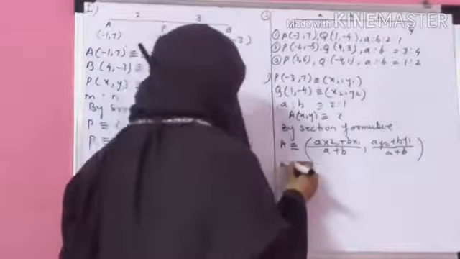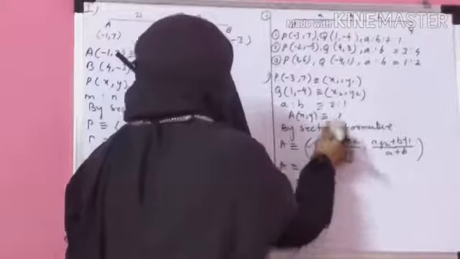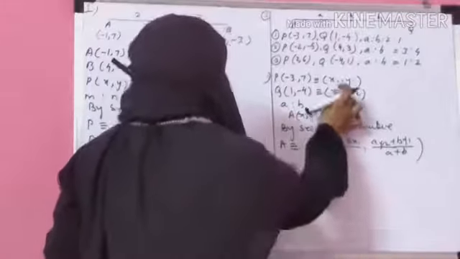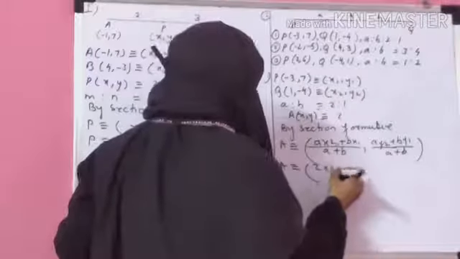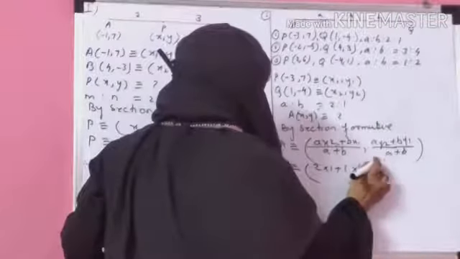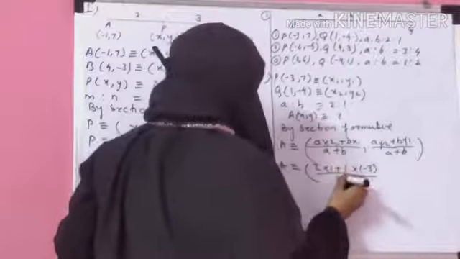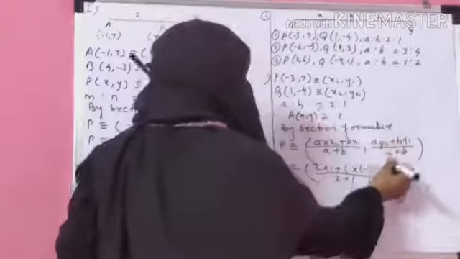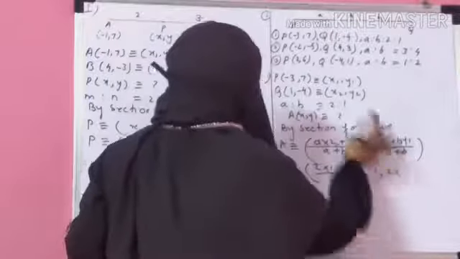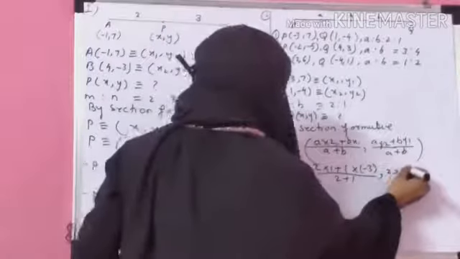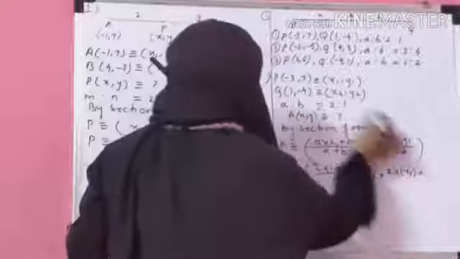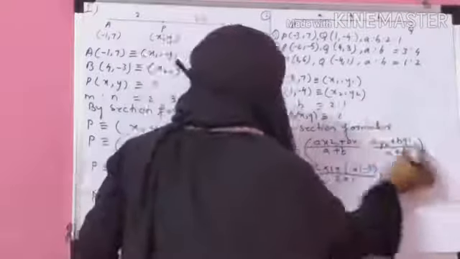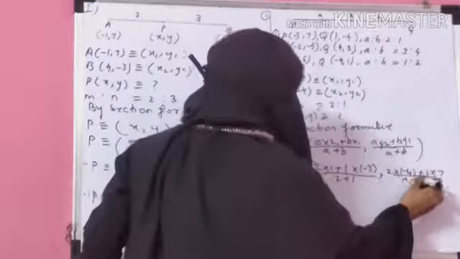Now substitute the values. Coordinate of point A: a value you are having 2, into x2 value you are having 1, 2 into 1, plus b value you are having here 1, and x1 value is minus 3. Minus 3 divided by a plus b, that is 2 plus 1, comma. ay2: a value is 2, into y2 value is minus 4, plus b value is 1 multiplied by y1 which is 7, divided by a plus b, that is 2 plus 1.